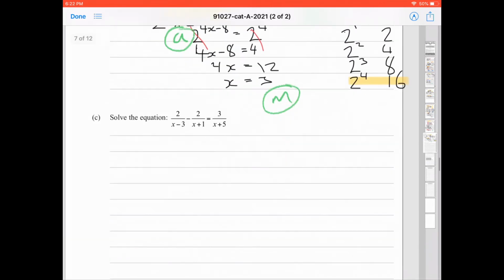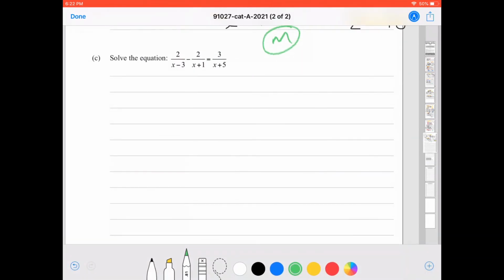Okay, moving on to question 3c. We've been asked to solve the equation 2 over x minus 3 minus 2 over x plus 1 equals 3 over x plus 5. Okay, let's just write out our equation first of all. Equals 3 over x plus 5.